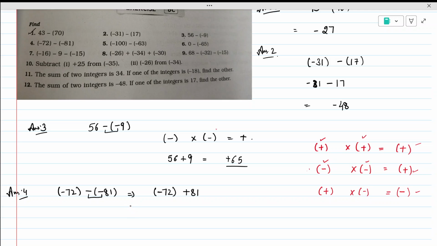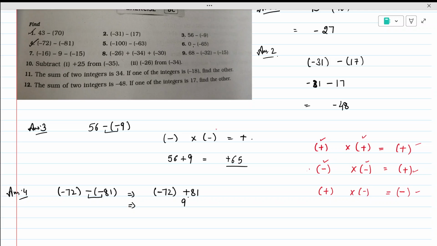So what we'll have to do is subtract them. 81 minus 72, which will give us 9. And since the bigger number is 81 with positive sign, the answer will also be positive only. So this is how we have to do these questions. Next are the similar questions, kids. Here, this fifth one is very much similar to the fourth.